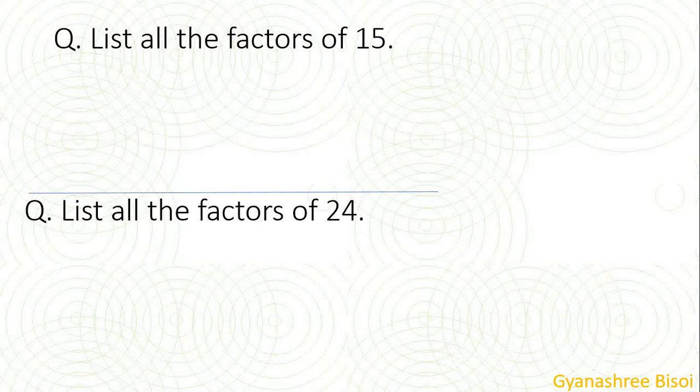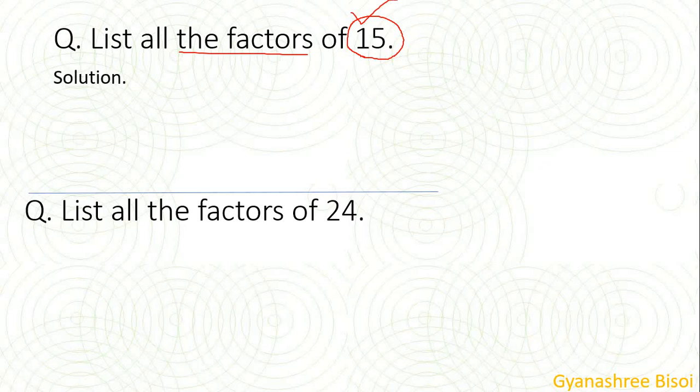Question. List all the factors of 15. When the question says write all the factors of a number, what should come to your mind? The thing that should come to your mind is, what numbers can be multiplied together to get the number. Here the number is 15. So the question is, what numbers can be multiplied together to get 15, right?